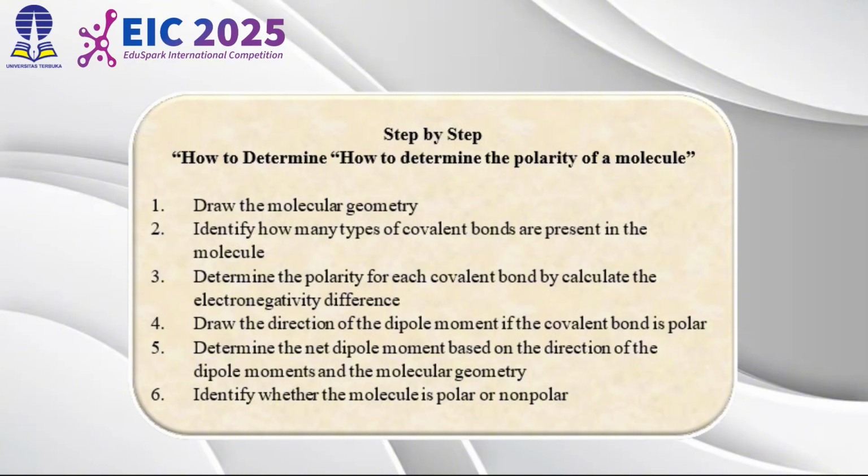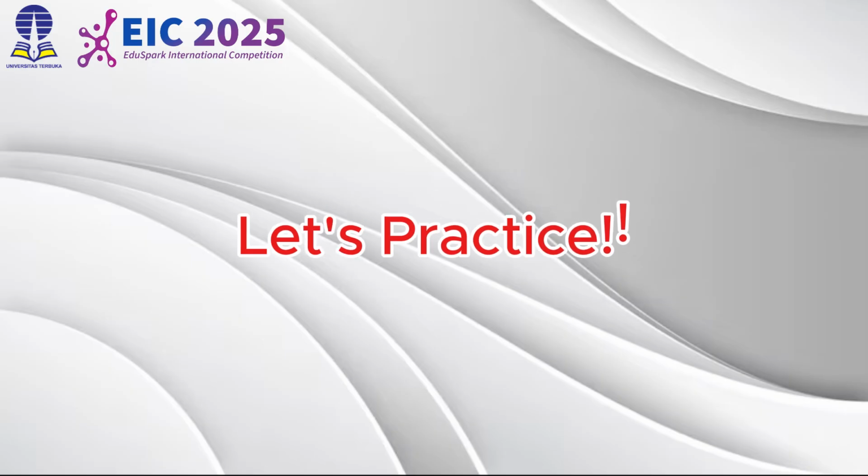Fourth, draw the direction of the dipole moment if the covalent bond is polar. Fifth, determine the net dipole moment based on the direction of the dipole moments and the molecular geometry. And finally, identify whether the molecule is polar or nonpolar. To make it clearer, let's take a look at the following examples.